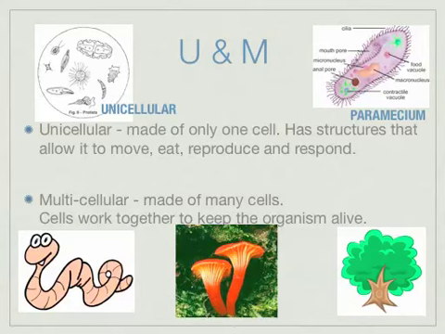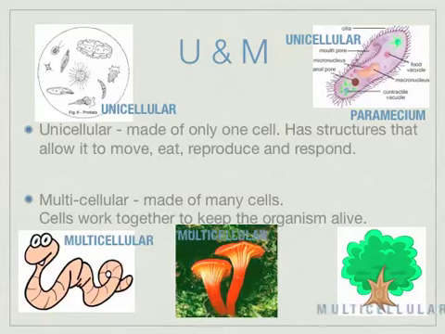The top are protists, so they're types of unicellular organisms. And a paramecium is an example of a protist, so it's again a unicellular organism. And you can see by the picture that it has these different parts that allow it to respond and to live. So a unicellular organism has a food vacuole to hold the food, has cilia that helps it move.